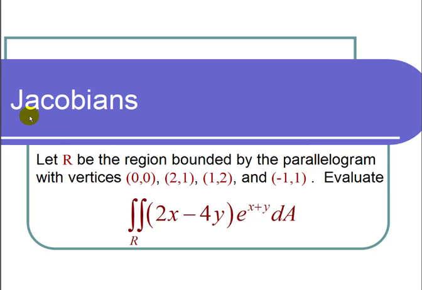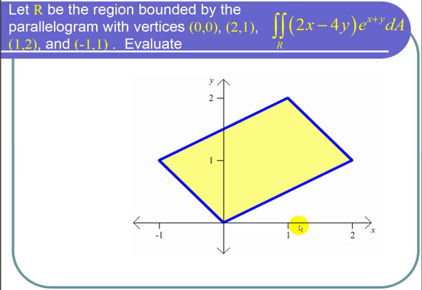This is a video on Jacobians. The question states, let R be the region bounded by the parallelogram with vertices (0, 0), (2, 1), (1, 2), and (-1, 1). Evaluate the double integral over R of (2x - 4y) times e^(x + y) dA. So let's start by sketching a picture.